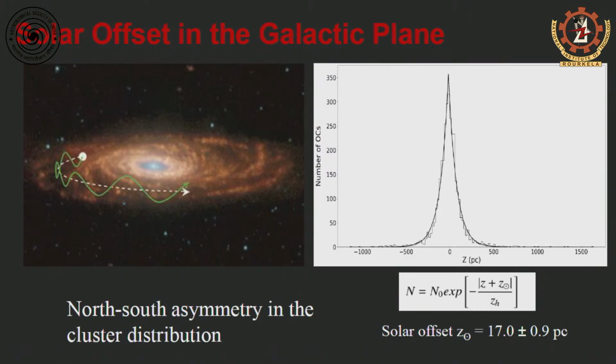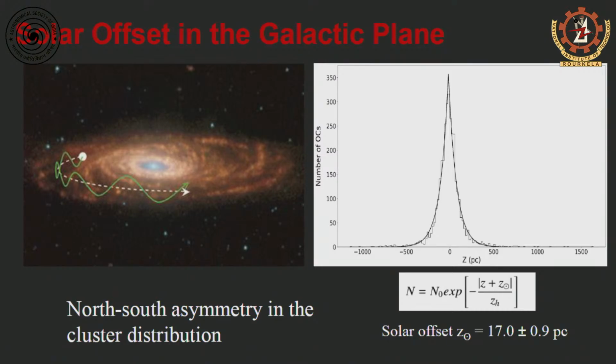So we have the galactic disk, but the actual plane defined by the star clusters is below. This is called the solar offset. The position of our Sun in the galactic disk is actually 17 parsecs above this galactic plane defined by the star clusters.